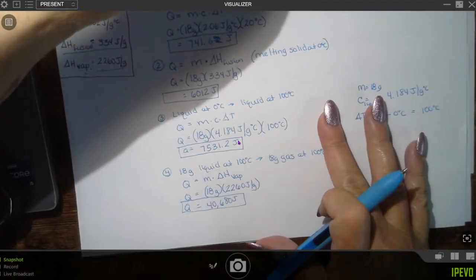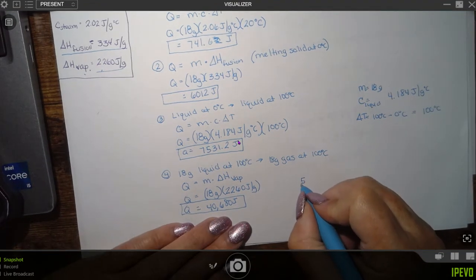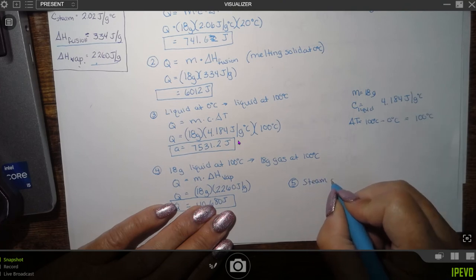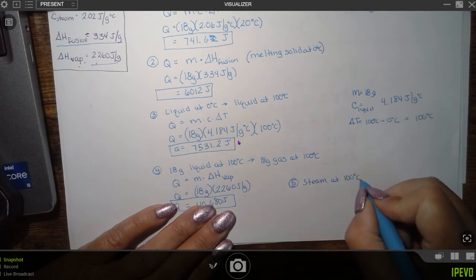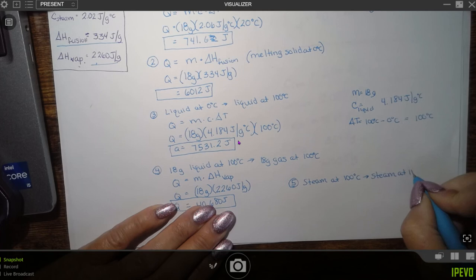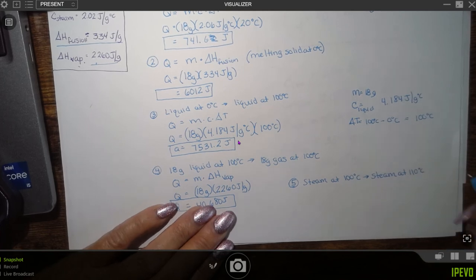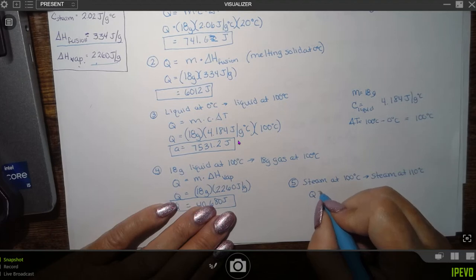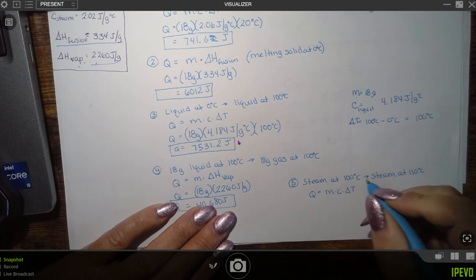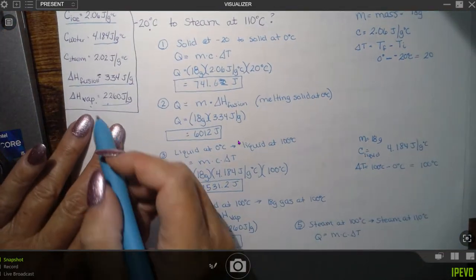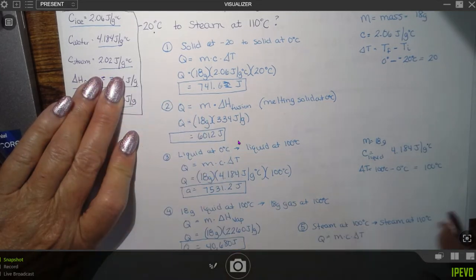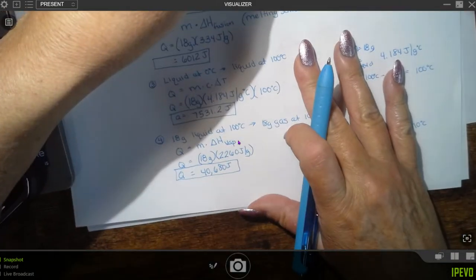So let's see if we can fit this. We're going to go right here. Step 5 is steam at 100 degrees Celsius, and we want to convert that to steam at 110 degrees Celsius. Okay, so this time again, we've got a change in temperature, so we're going to use Q equals M times C times delta T. Okay, now we're talking about steam. So the specific heat of steam is 2.02 joules per gram degree Celsius.